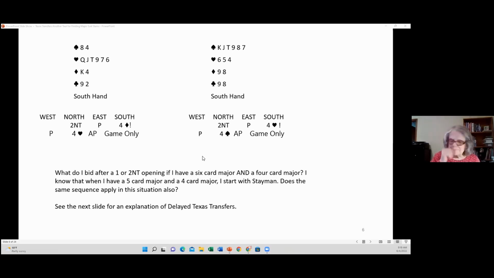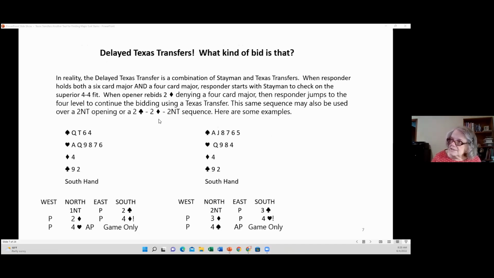Okay, now then, what happens if I have a 6-card major and a 4-card major? Lots of you have heard me say that when you have at least one 4-card major in your hand, you start with Stayman. Well, does that apply with Texas transfers? Let's take a look and see here. This is a cool way to use both Stayman and Texas transfers together.